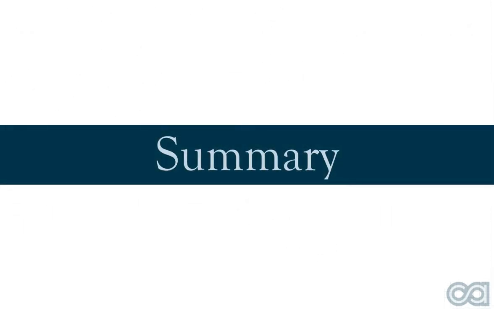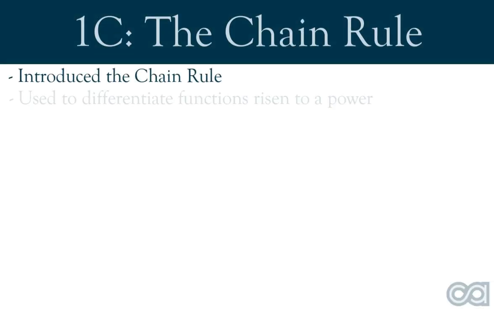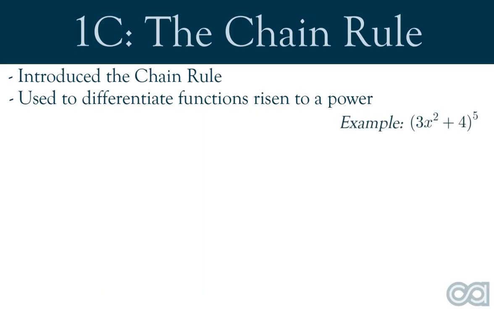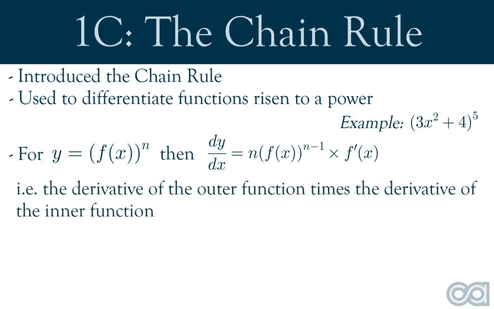Alrighty, let's wrap up. So in this video, we were introduced to the chain rule, and how we can use it to differentiate a function raised to a power. For example, 3x squared plus 4, all to the power of 5. The chain rule states that for a function y equals f of x all to the power of n, then its derivative, y dash or dy by dx, is equal to n multiplied by f of x to the power of n minus 1 multiplied by f dash of x, or in other words, the derivative of the outer function times the derivative of the inner function.